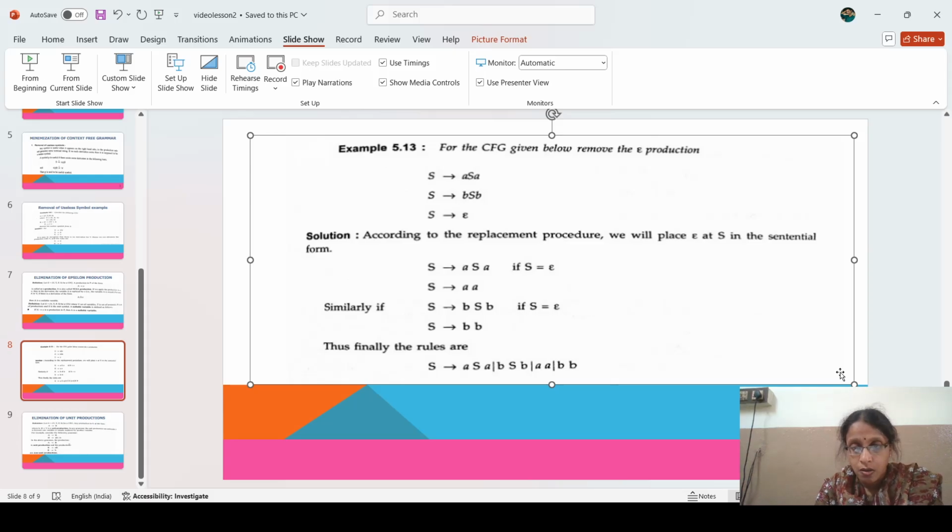So we will place epsilon at S in the sentential form. In S implies ASA on the right hand side, we have to put epsilon in place of S. So if we put epsilon, the S is deleted, and we get S implies AA and S implies BB.